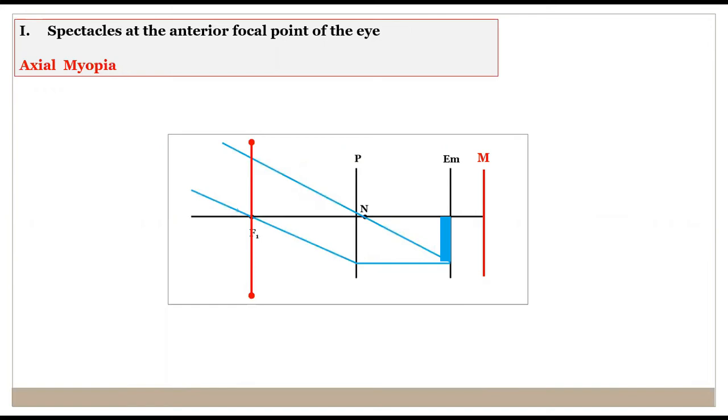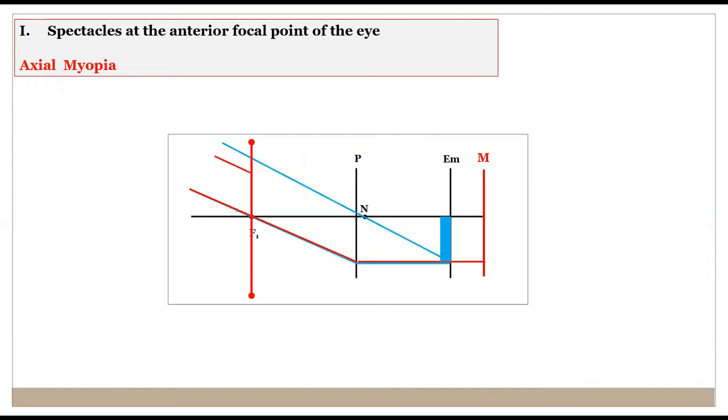So note here the anterior focal point of the eye in axial myopia is located at the same distance as in emmetropic eye. So by ray tracing, here the first ray passing through the anterior focal point and the optical center of the correcting lens undeviated, and by the refractive power of the eye, it will pass parallel to the principal axis.